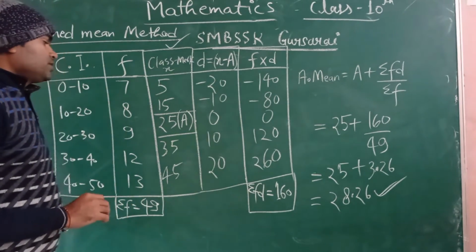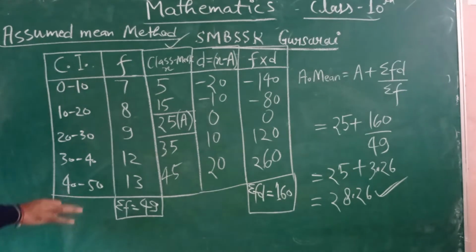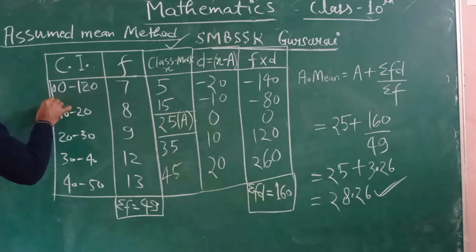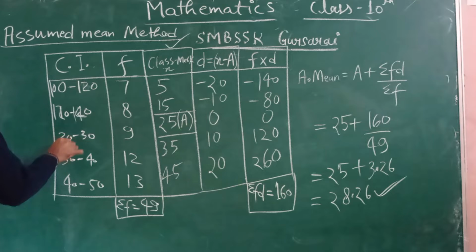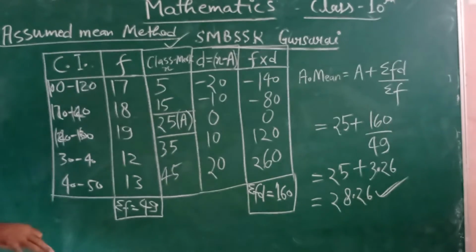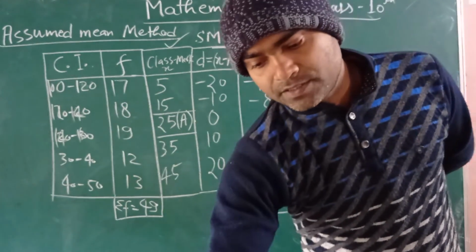Okay students, so we use it for making calculation lesser, because when the class intervals are, just note it down, from 100 to 120, 120 to 140, and 140 to 160, and their given frequencies are 70, 18, 19, the calculation will be heavier. So to make it easier, we use the assumed mean method.